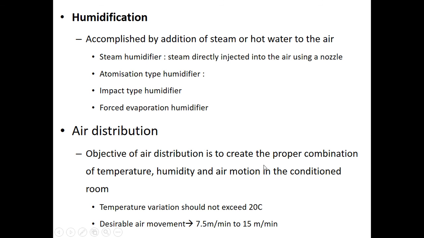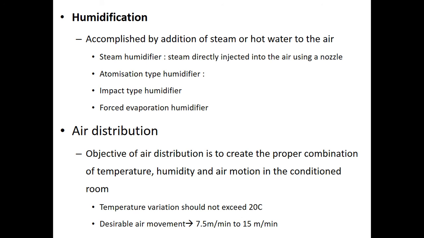And the fourth one would be air distribution. The objective of air distribution is to create a proper combination of temperature, humidity and air motion in the conditioned space. It is recommended that the temperature variation should not exceed 2 degrees Celsius. I tried to put the zero as a superscript, but it did not work here. And the air movement inside the room is allowed in the range of 7.5 meters per minute to 15 meters per minute.